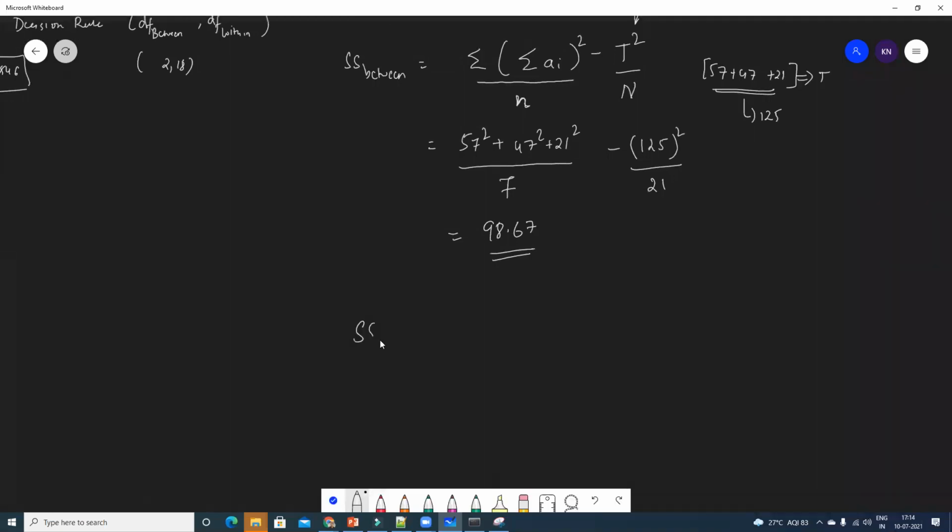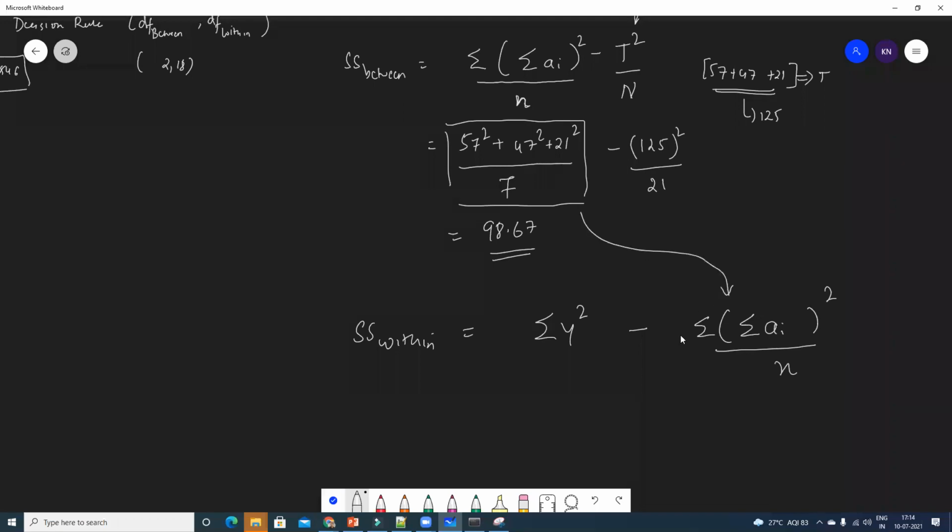Now the next thing is that let's compute SS within. Now SS within, the formula will change a little bit. It is nothing but summation of y square minus summation of Ai whole square divided by small n. I think this will be the same thing. This and this both are same. I hope everybody agrees with me.